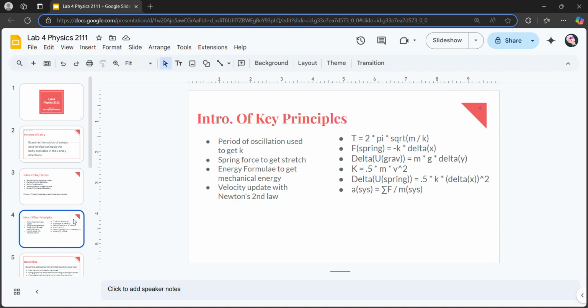Introduction of the key principles: the period of oscillation is going to be used to get K. The spring force is used to get stretch. The energy formula is used to get the mechanical energy, and then we will use the velocity update with Newton's second law as well. These are the relevant formulas to know for this lab.